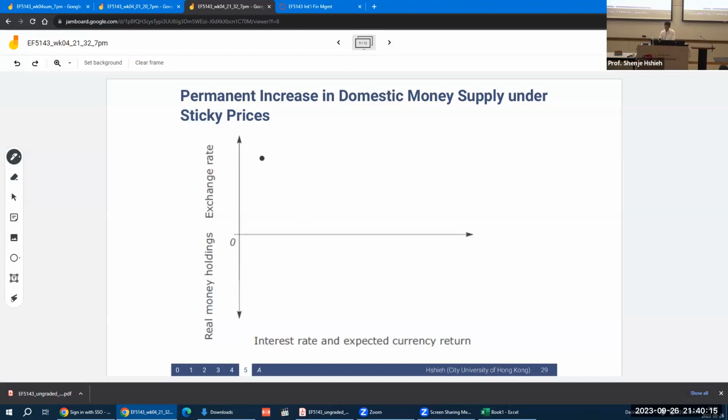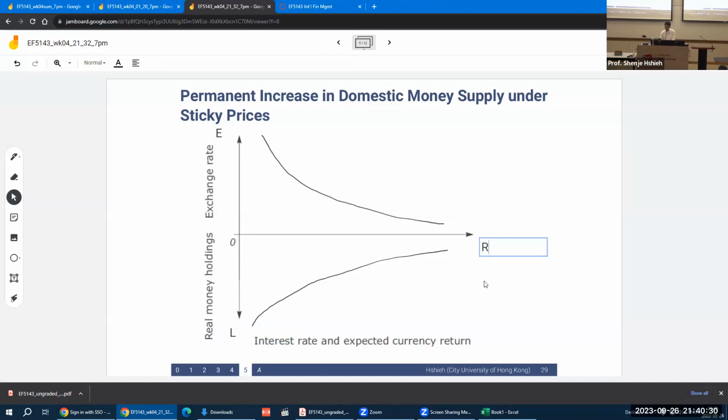So I'm going to move quick because I think this is a little bit tedious explaining again. So we have E up here, L down here, and we have R. Okay, and we have a money supply curve, MS over P, and we have an equilibrium point here.